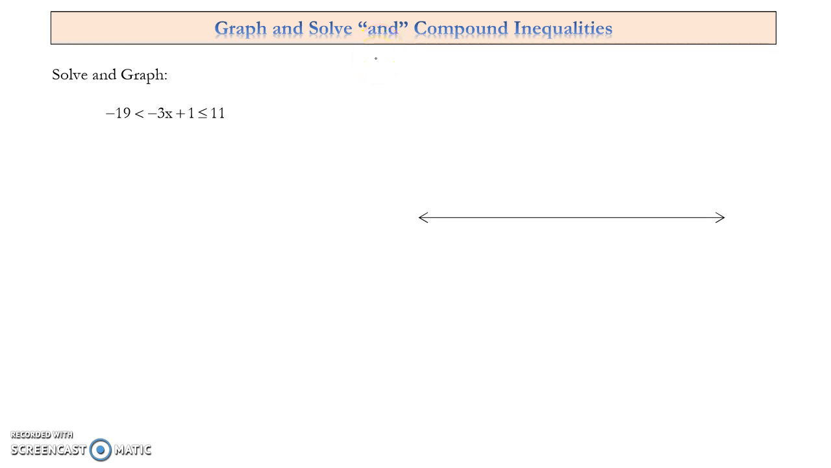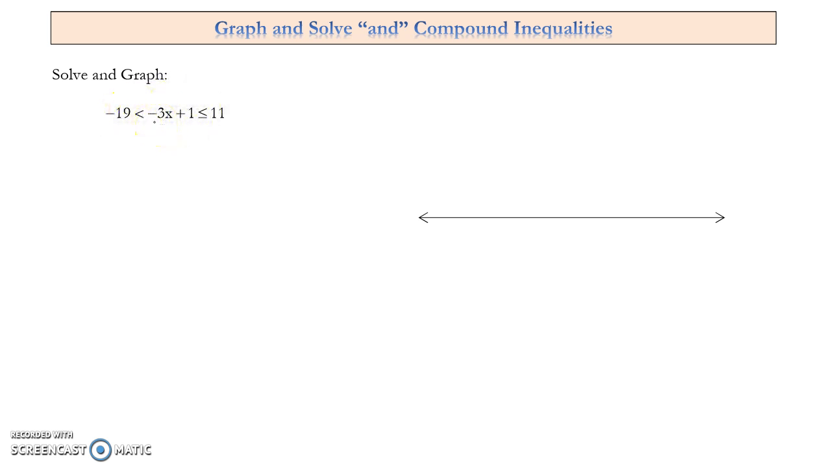This first video for solving and graphing compound inequalities is going to focus on and inequalities. And inequalities will be written in one of two different ways. This is a compound inequality. They're always written with our less than symbols, and we have two of them, a less than and a less than or equal to. We know it's an and inequality because of the form this is written in.